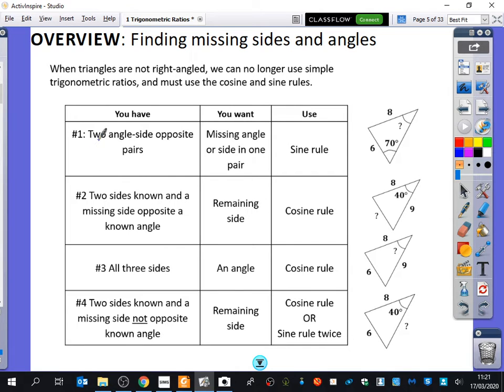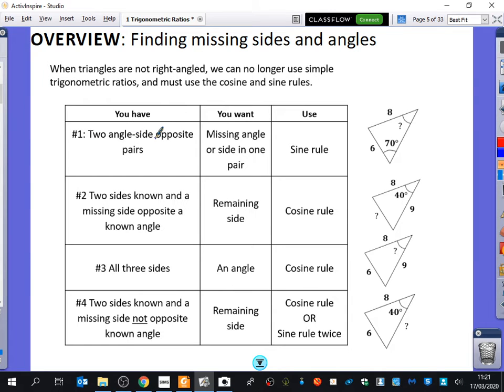So when you have two angle-side opposite pairs, where you have an angle and a side and an angle and a side, two pairs that are angle and side opposite, that's when you would use the sine rule. If you've got two sides that you know and a missing side opposite a known angle, so you've got a side, and a missing side and you know one angle, that's a cosine rule. If you know all three sides and you want to find an angle, you use the cosine rule.